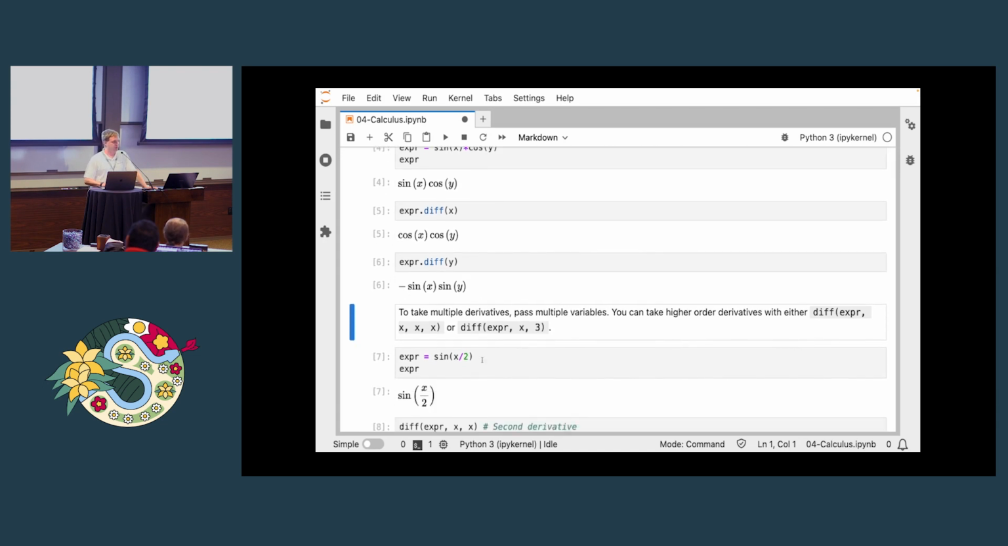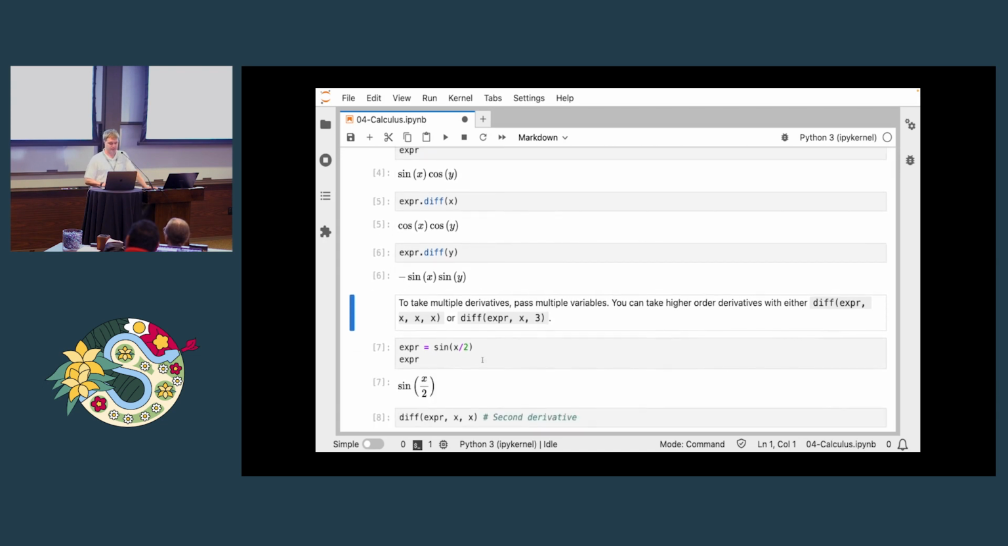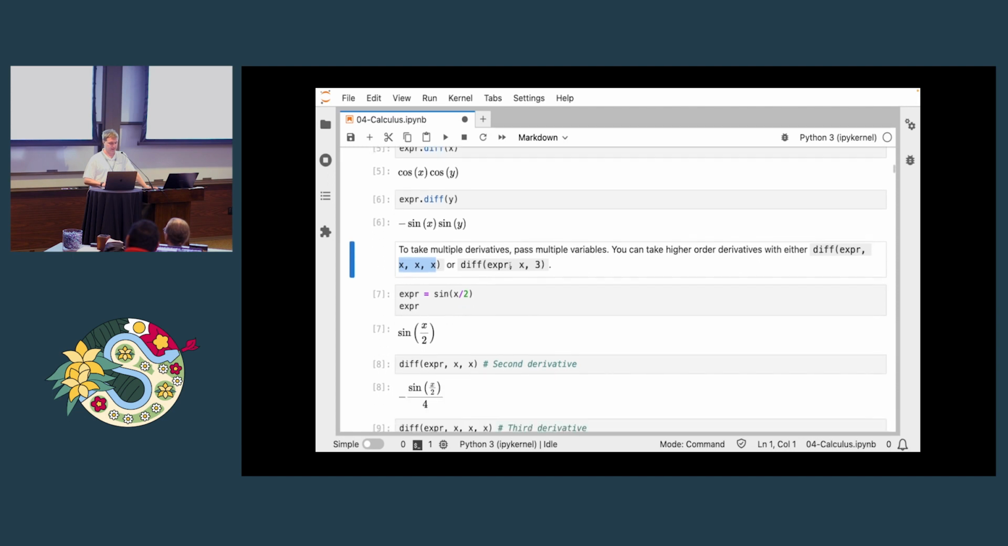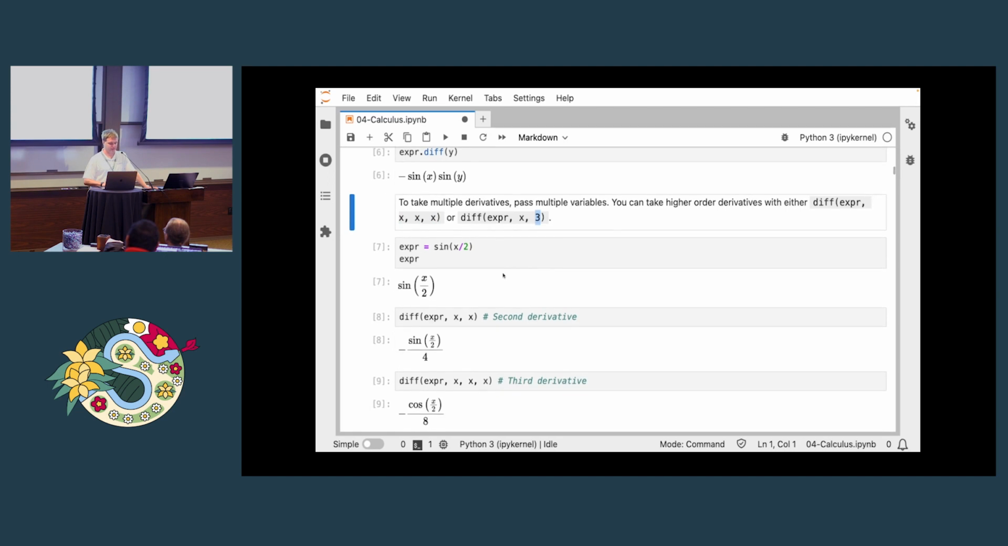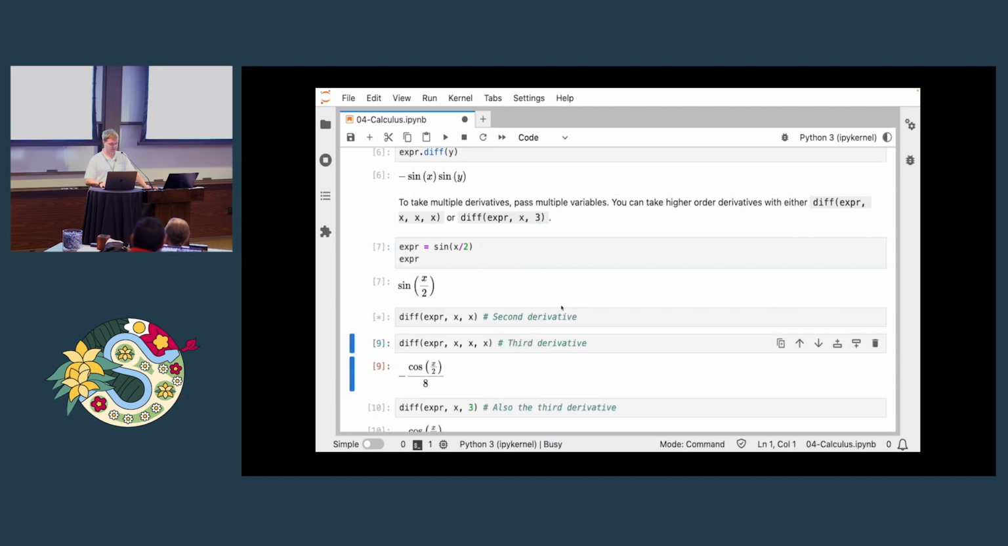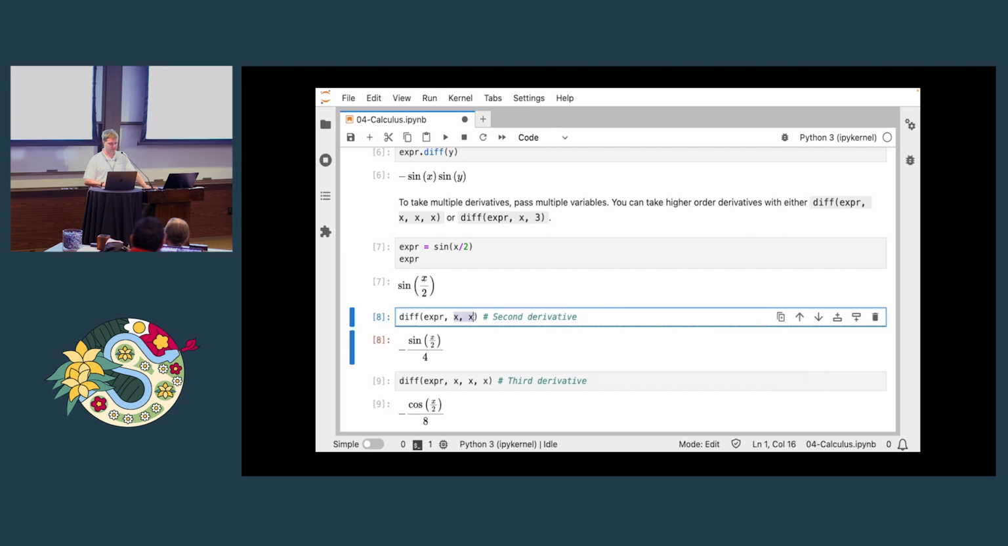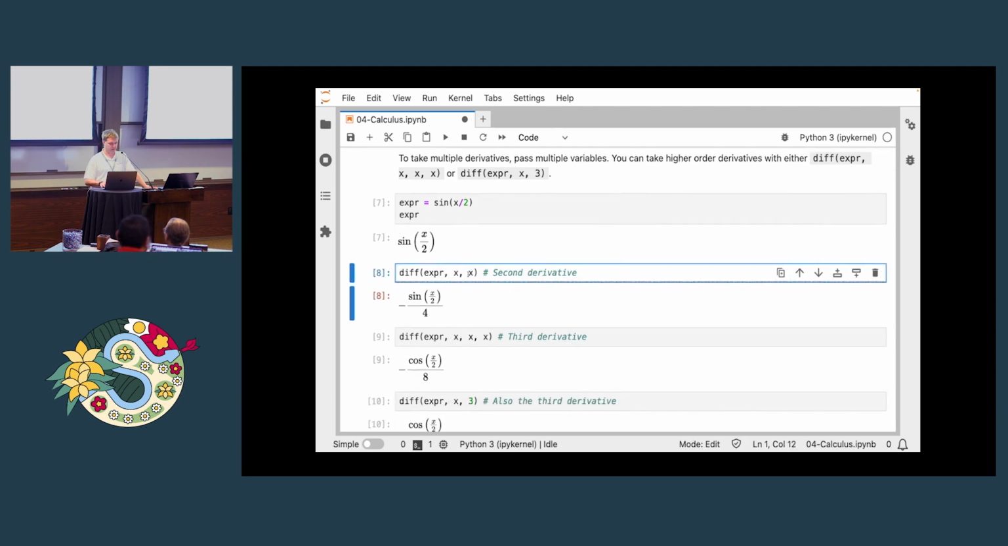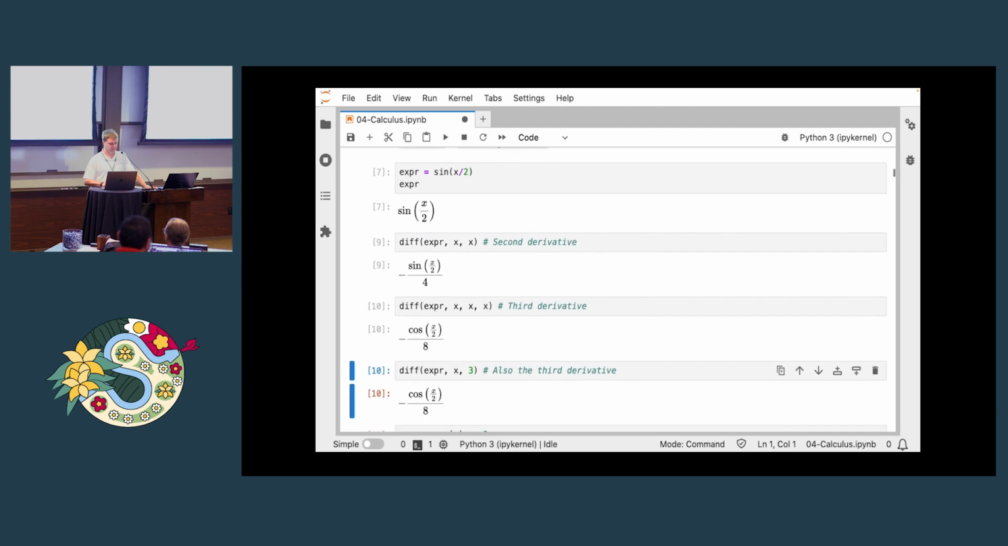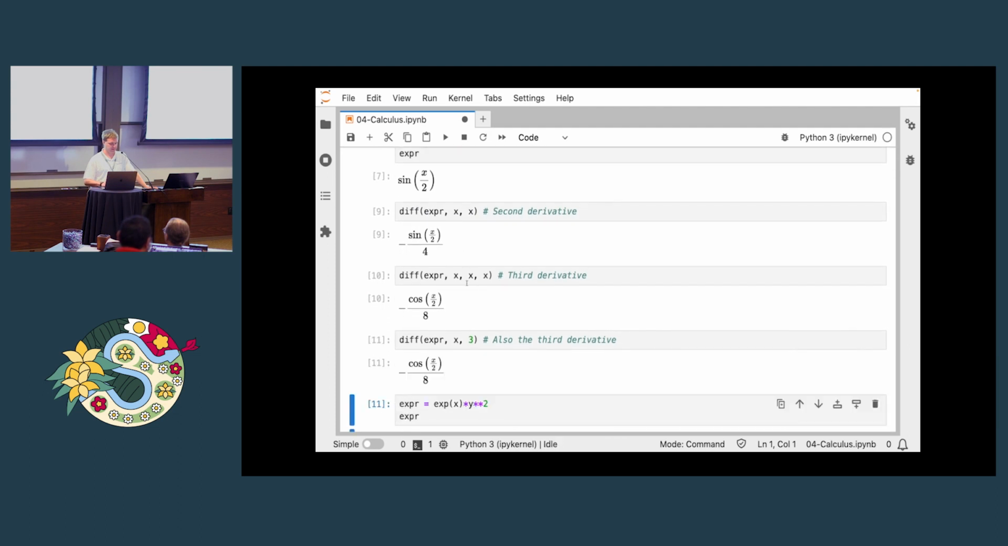To take multiple derivatives, you just pass the variable multiple times. So for example, to take a third derivative, you would pass x 3 times. You can also put the number after the variable if you don't want to type it 3 times. So here's a function, second derivative, you just do x x, or third derivative, you can do x x x or x comma 3.